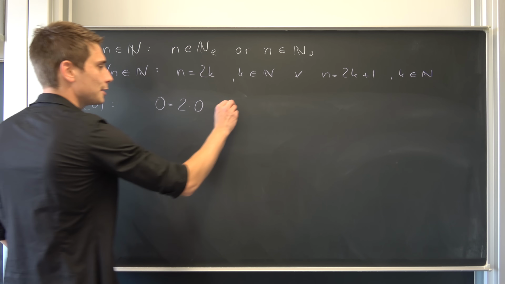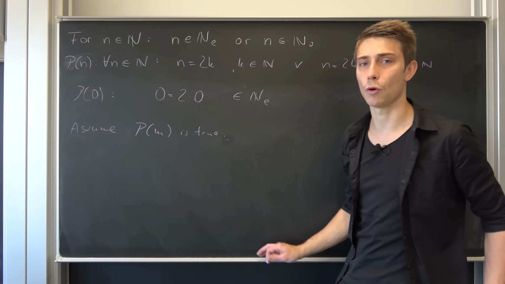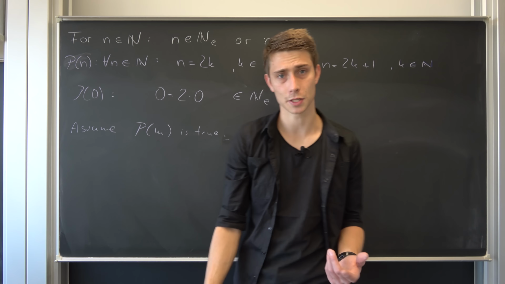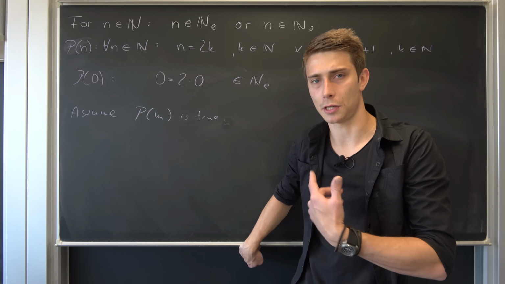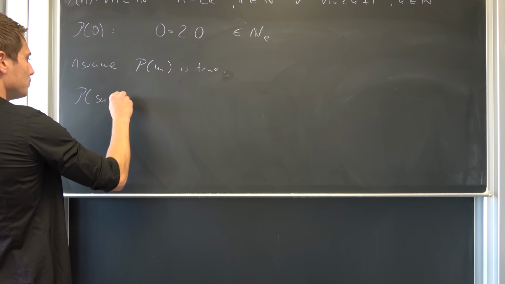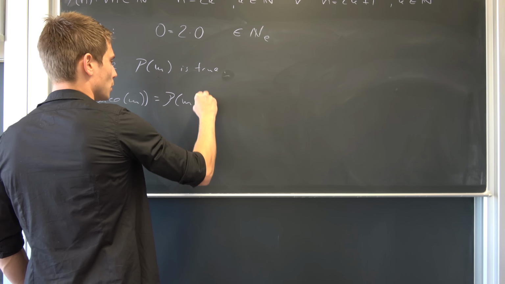So, what does it mean for P(m) to be true? Well, that means that this natural number m is either odd or even, not both at the same time, by our proposition. We are assuming this to be true, and now let's take a look at P of the successor of m. The successor of m is just m plus 1, you could say. P of the successor of m is equal to P(m + 1).